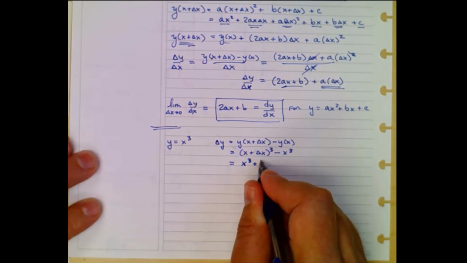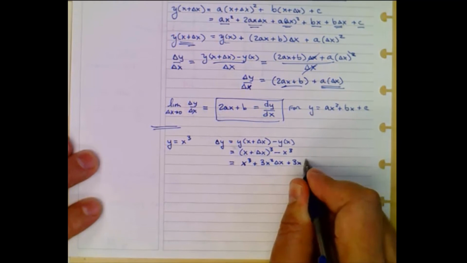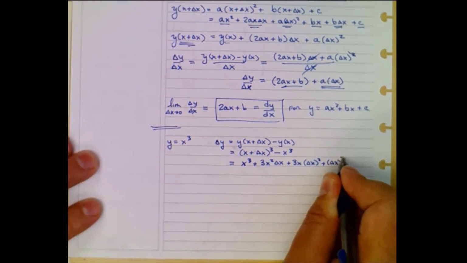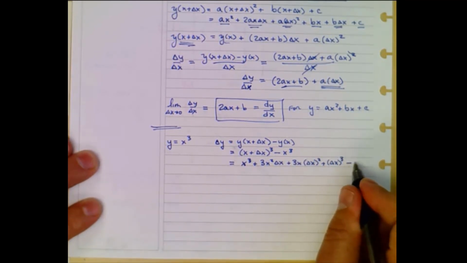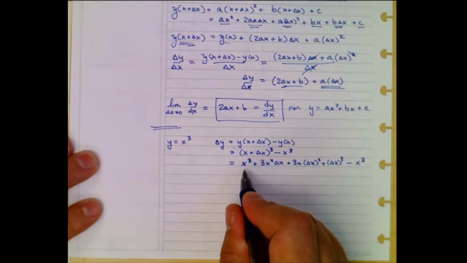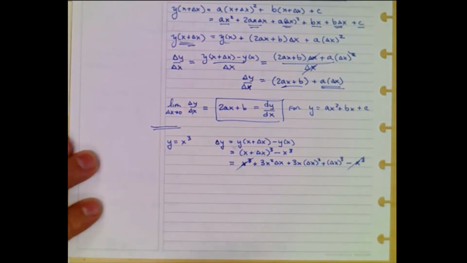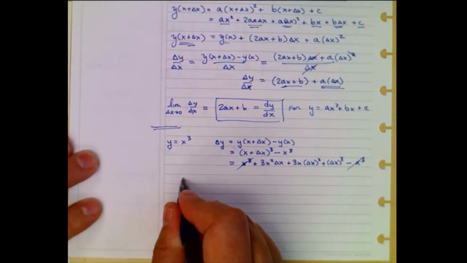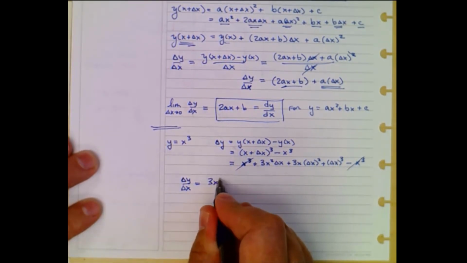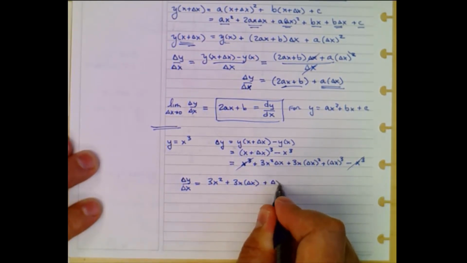That's x cubed plus 3x squared times delta x plus 3x times delta x squared plus delta x cubed. And now I need to subtract y of x, so I subtract x cubed. So I've got left that piece. Now, delta y divided by delta x is equal to 3x squared plus 3x times delta x plus delta x squared.